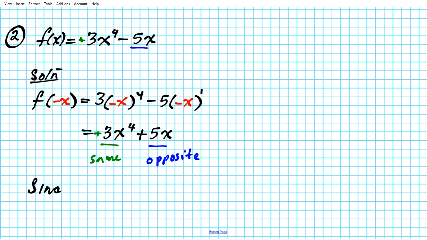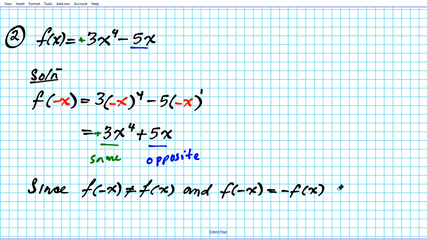Okay, so since f composed with negative x is not equal to the same function, and f composed with negative x is not equal to the opposite of the function, basically all signs flipping, then that tells us that the function is neither odd nor even.